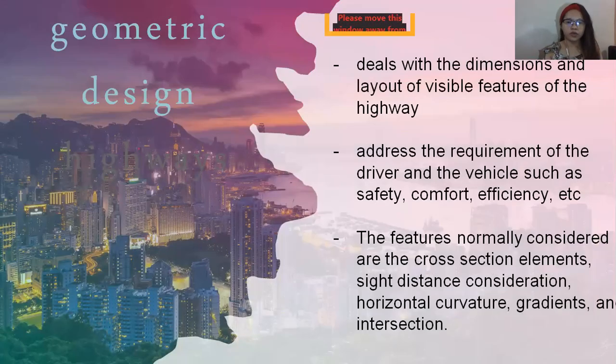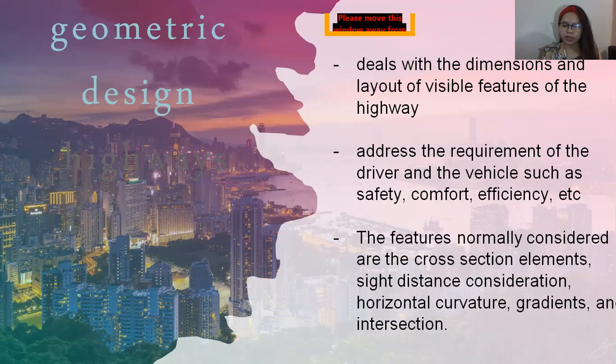So here's the overview. The geometric design of highways deals with the dimensions and layout of visible features of the highway. The emphasis of the geometric design is to address the requirement of the driver and the vehicle such as safety, comfort, and efficiency. The features normally considered are the cross-section elements, sight distance consideration, horizontal curvature, gradients, and intersection. The design of these features is to a great extent influenced by driver behavior and psychology, vehicle characteristics, traffic characteristics such as speed and volume.